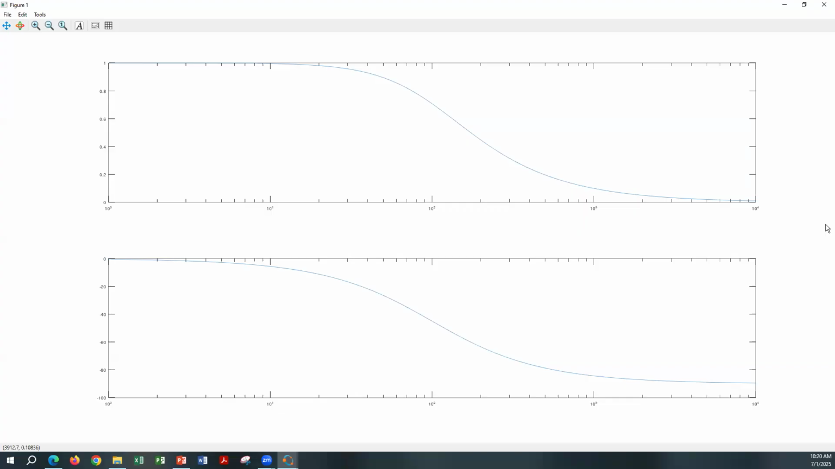Oh, it's the negative 90 degrees. Sorry, the 0 is over there, the magnitude. So it's always advisable, when you're plotting the frequency response, to take the x-axis as the logarithmic scale instead of the linear scale in order to see the response clearly.